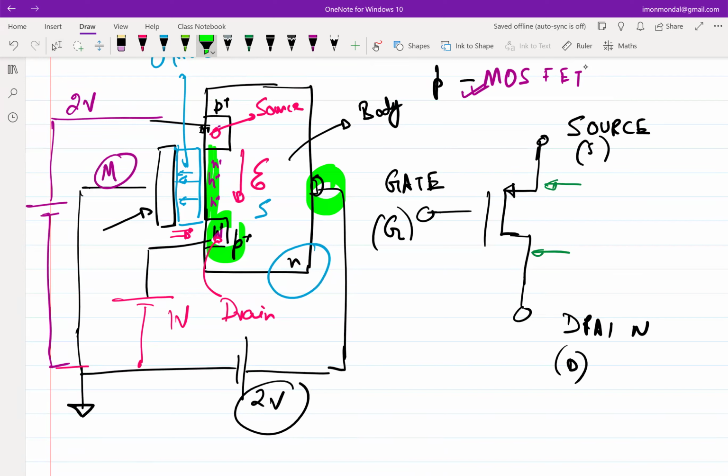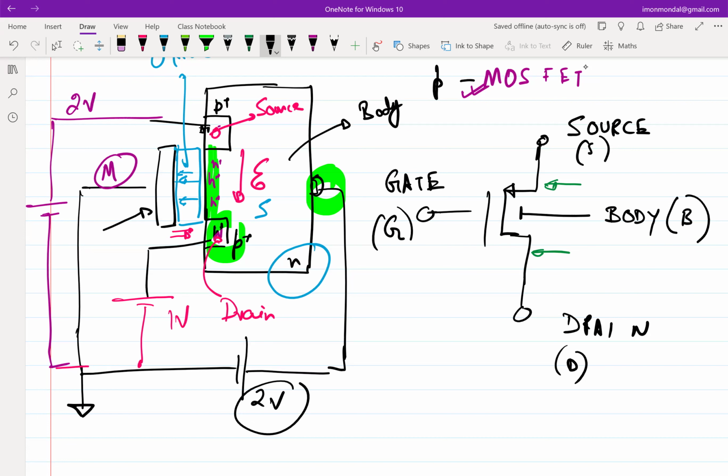By the way, body is never connected like this. Body is connected on the same side, but just for the ease of making a symbol or a diagram, I have shown it like this. So the 4th terminal, that is the body terminal, is often shown like this. So this is B. And body, in most cases, is connected to the power supply, because you don't want any forward bias PN junction.